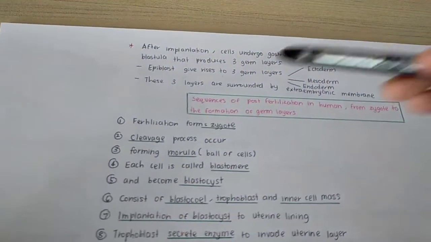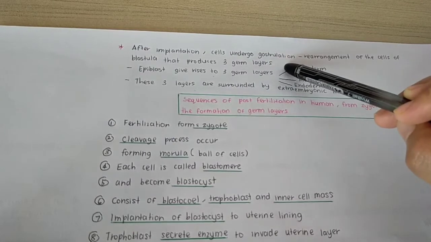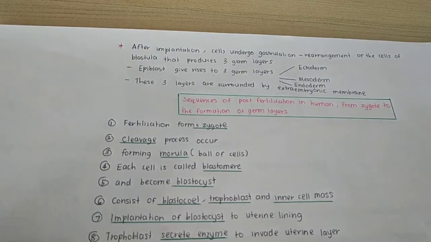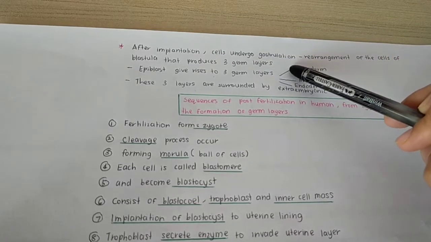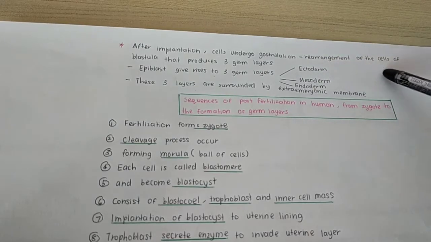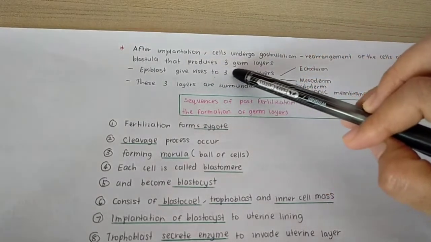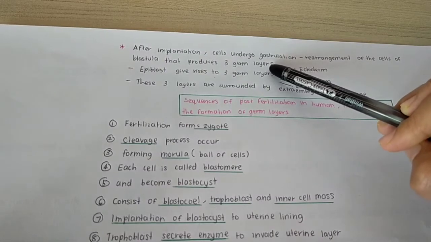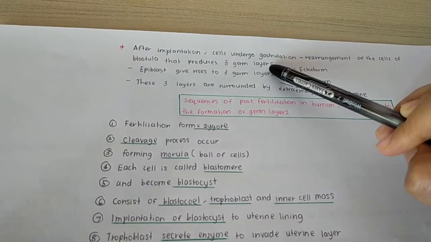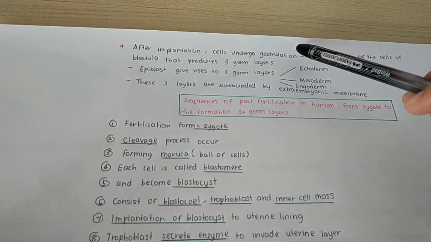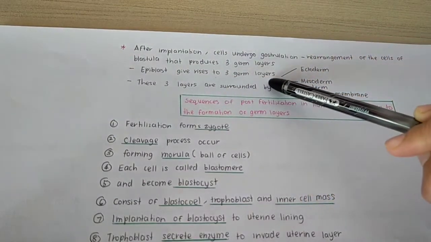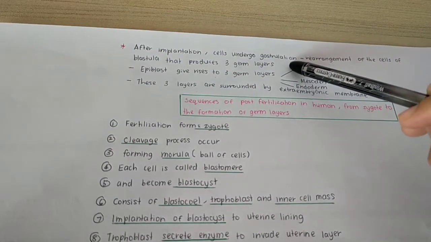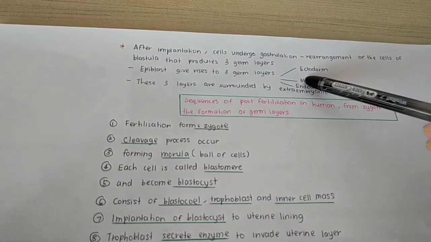After implantation, the cells undergo gastrulation. This means that once the blastocyst is successfully implanted, the cells will undergo gastrulation. What is gastrulation? It is the rearrangement of the cells of the blastula that produces 3 germ layers. In short, gastrulation is the formation of 3 germ layers. What happened to the epiblast? The epiblast will give rise to the 3 germ layers: ectoderm, mesoderm and endoderm.